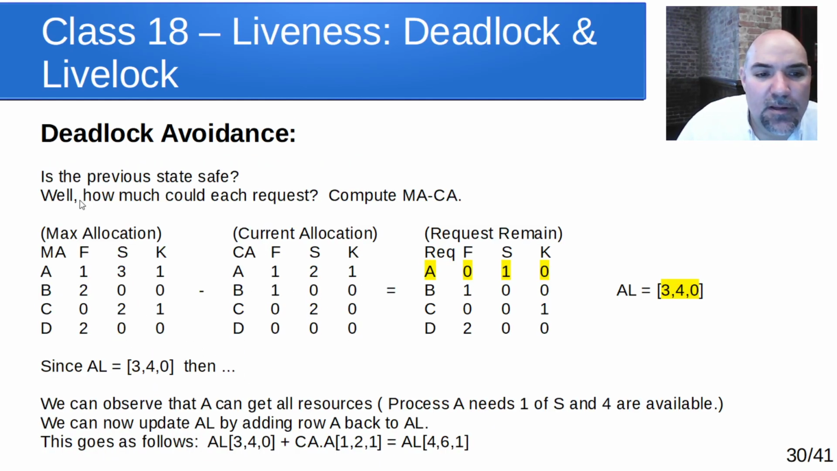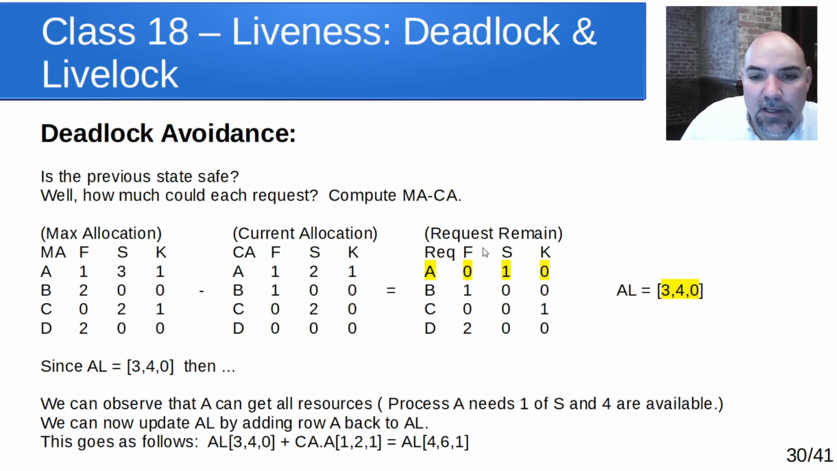How much could each request? We can compute the maximum allocation minus the current allocation. That's how many they could request as they're all up to their maximum need. So we're taking the maximum allocation, as I've switched these, and subtracting from that the current allocation. I'm doing that for each category. So 1 minus 1 is 0. 3 minus 2 is 1. 1 minus 1 is 0.